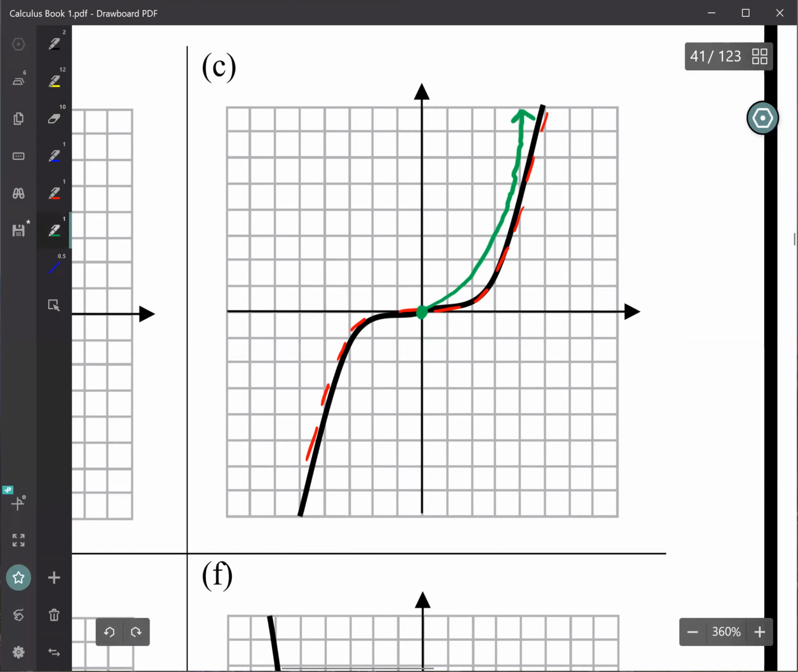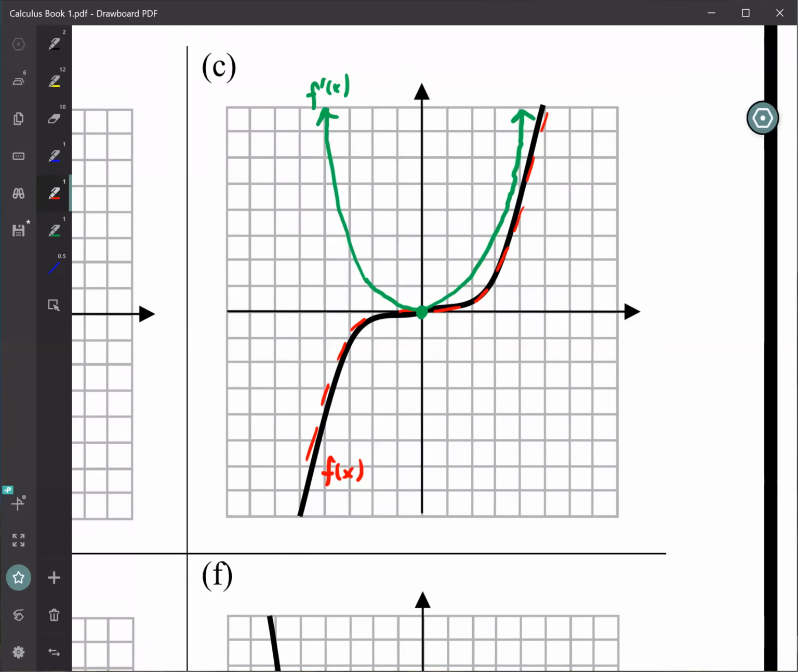And as we go to the left, are they getting more or less steep? Leon? More steep. Okay, so that means we need to go more positive as we draw the graph. So go up like that. Okay, so the green graph is f prime, and the black one is f of x, the original.